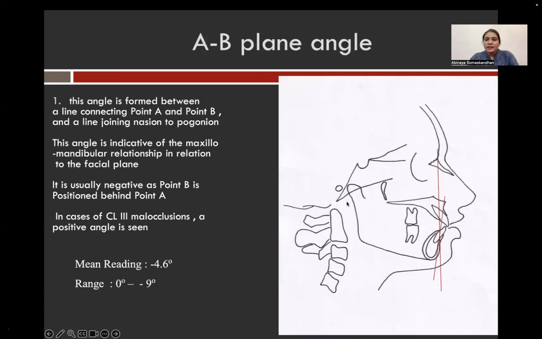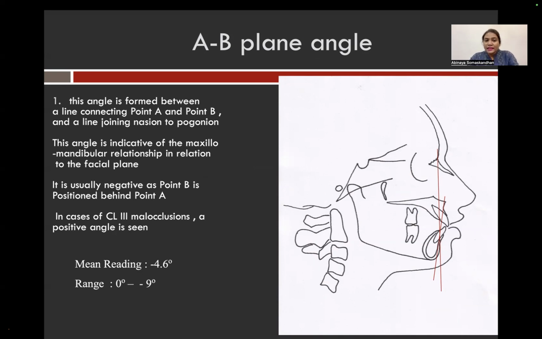Next is the AB plane. This is an angle formed between a line connecting point A and point B and a line connecting nasion and pogonion. So this angle is indicative of the maxillomandibular relationship in relation to the facial plane.